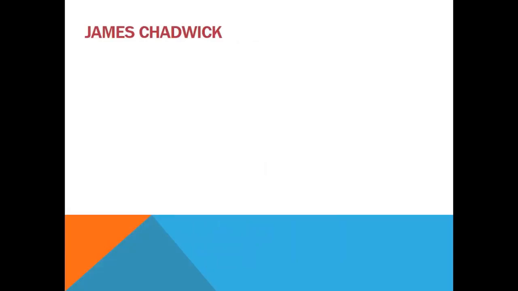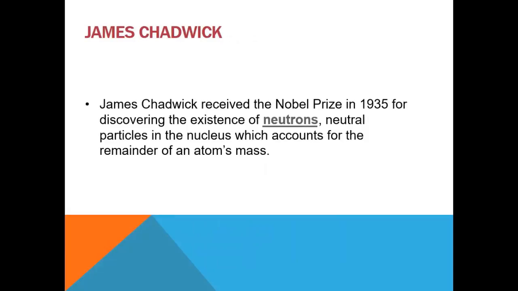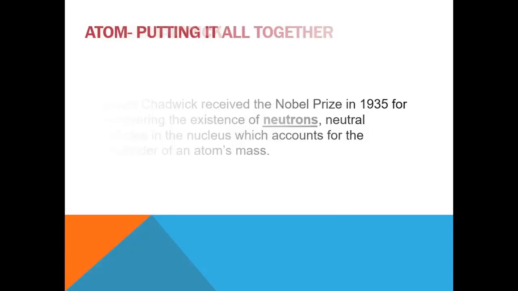So now that we know about protons and electrons, we know that electrons basically have no weight, and the protons only have one atomic mass unit. The next question is, where's the rest of the mass? This only accounts for about half of that atom's mass. So this guy, James Chadwick, actually won a Nobel Prize for this. He discovered the neutron. That's where all the rest of the mass is accounted for, and it has no charge.